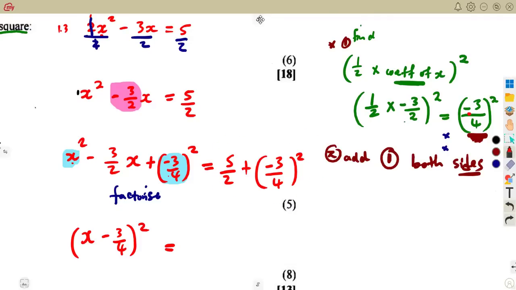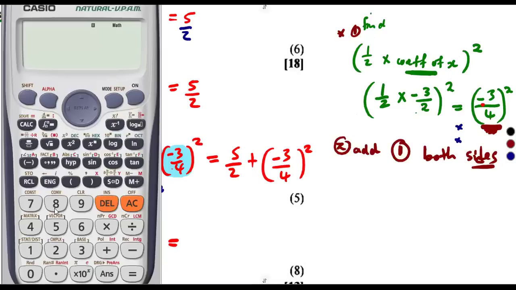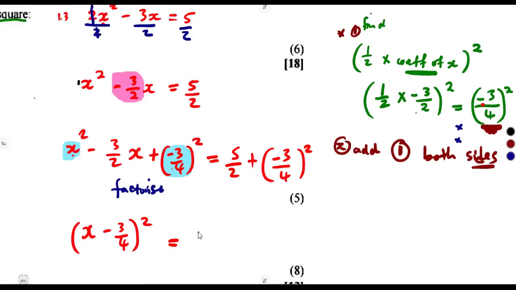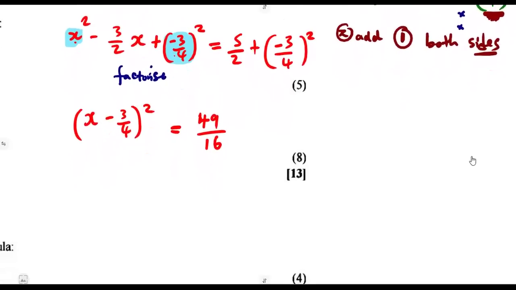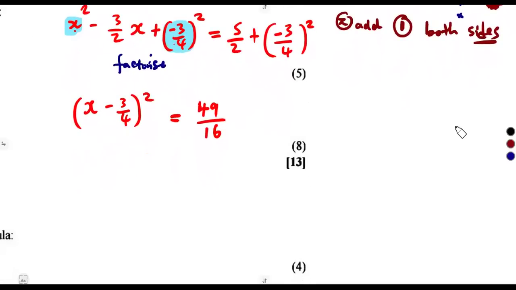There we're just going to use our calculator to evaluate that. So this is it. We've got 5 over 2 plus open bracket minus 3 over 4 to the exponent of 2. So that's it. We are going to obtain 49 over 16. Now we can solve directly as we are used to at this stage, introducing the square root to get rid of the square.